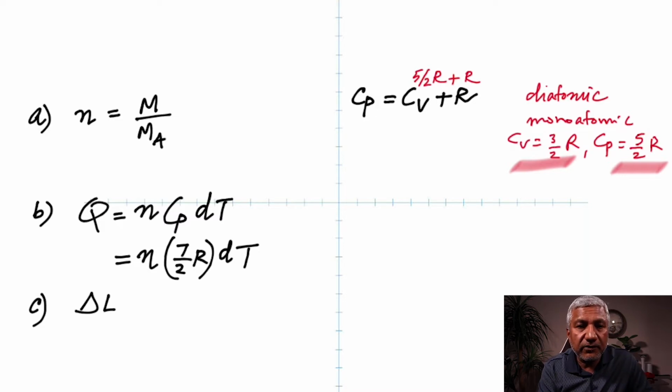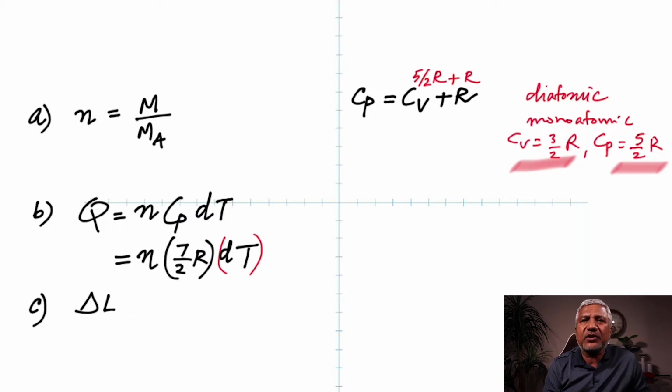What about the dT in the formula? The dT means change in temperature. Oh, delta T. Yes. Delta T, correct. dT is the change in temperature.